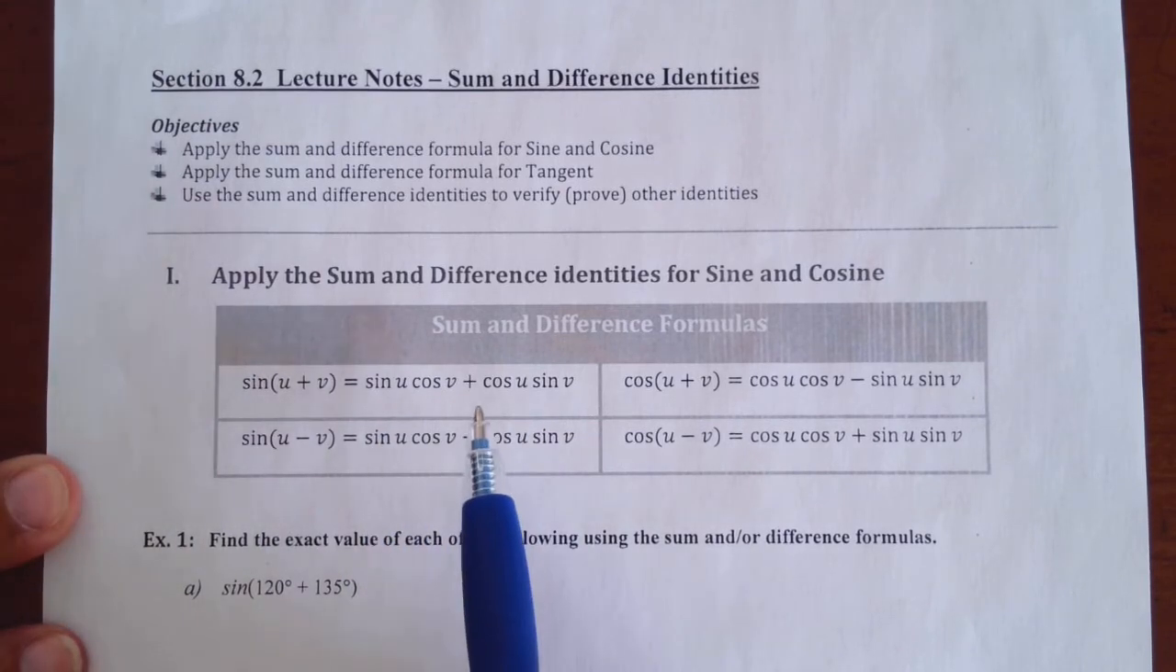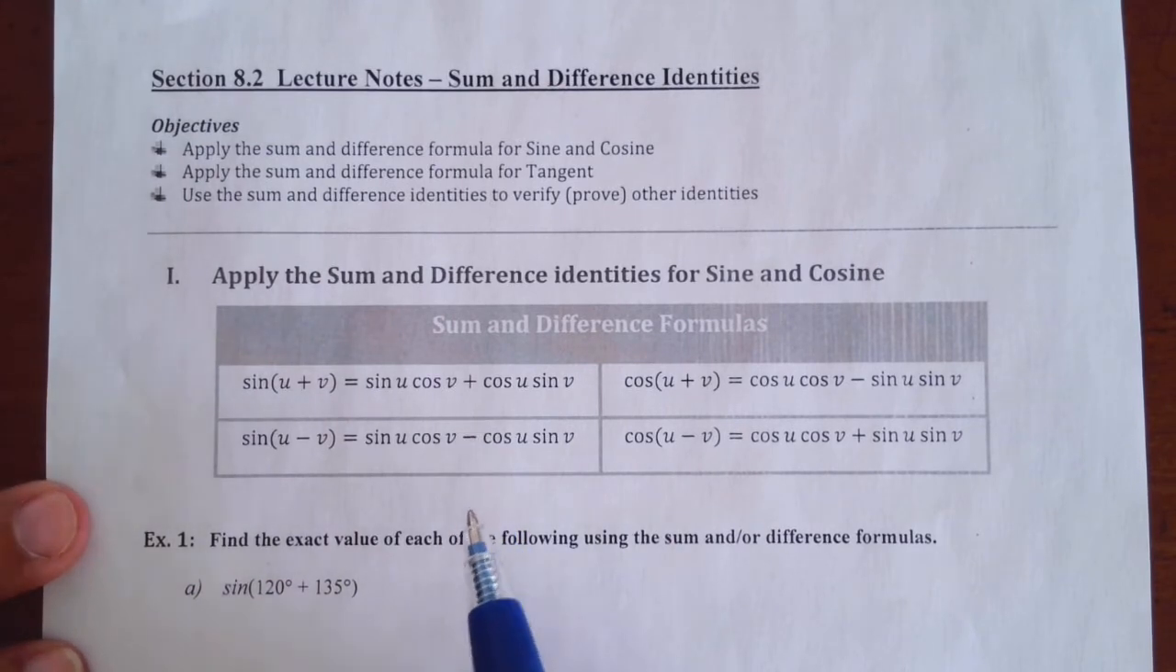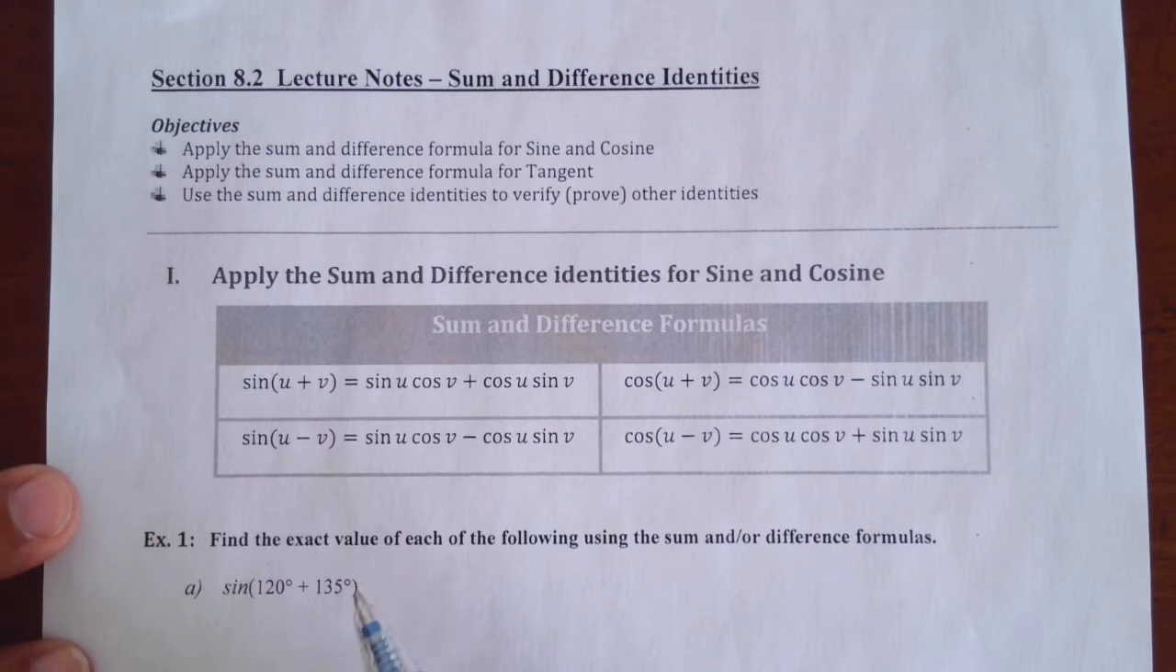And the whole point of this is that we're going to be finding exact values. So these numbers either need to come off of the unit circle, or you might need to draw triangles and find the values based on a right triangle using your trig ratios.